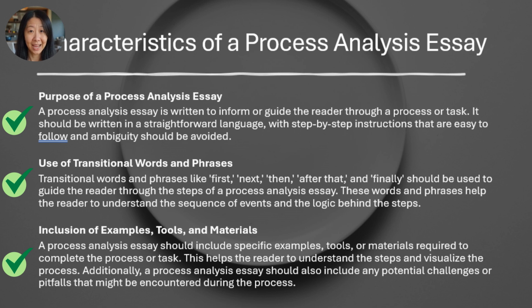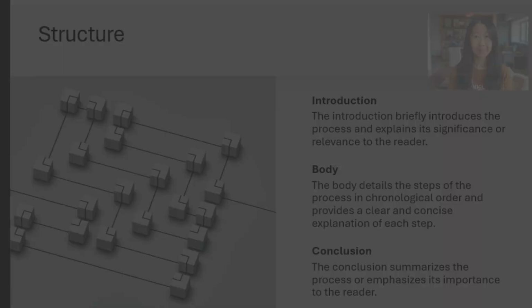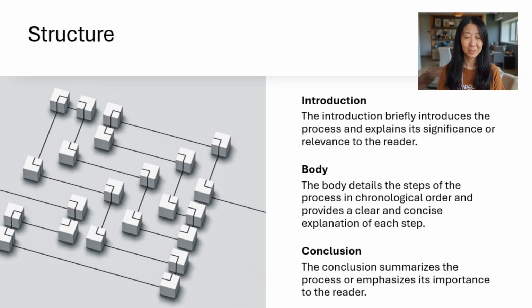Finally, don't forget to include relevant examples, tools, and materials. Providing the exact items needed and showing how or why they are used makes the instructions more practical. In short, a successful process analysis essay is clear, logical, easy to follow, and well supported with transitional cues and practical details. Now let's break down the overall structure.